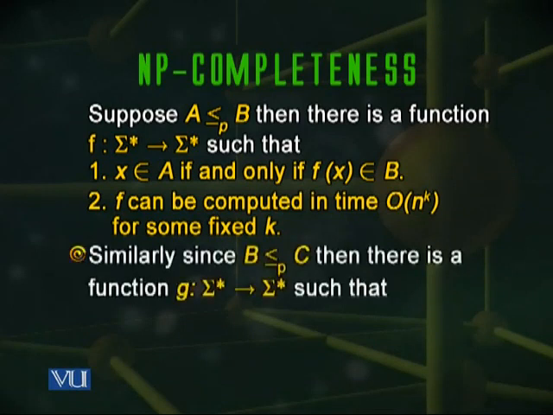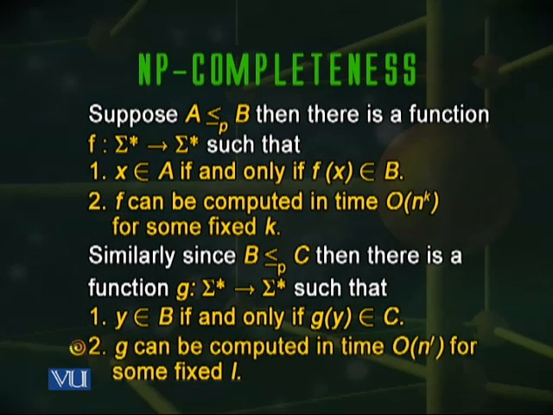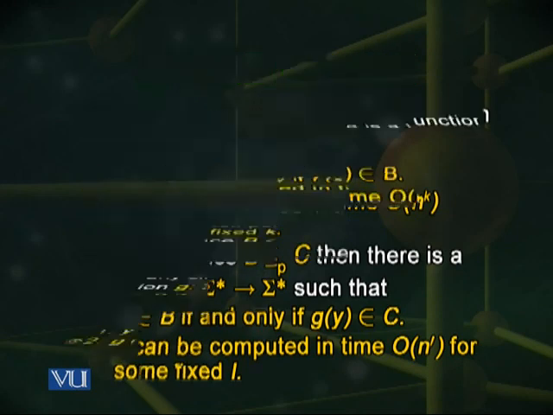Similarly, B is polynomial time reducible to C. That means there is another function g which maps sigma star to sigma star such that y is in B if and only if g of y is in C. Furthermore, g can also be computed in polynomial time. Therefore, there is some fixed constant L such that g can be computed in order n to the L time. So these are the two things that we know, and that's what we are given. What we want to show is A is polynomial time reducible to C.